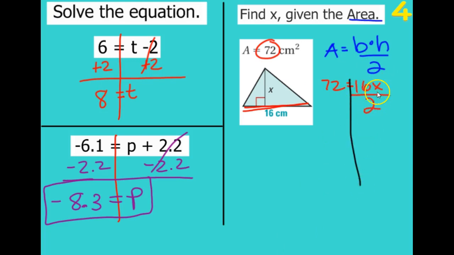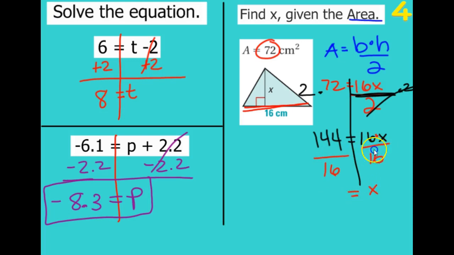So if I go to solve this, first I need to get rid of this division. The opposite of division is multiply. So I can multiply by 2 on both sides. 2 times 72 is going to give me 144. And then last, the opposite of multiply is divide. 144 divided by 16 gives me 9.